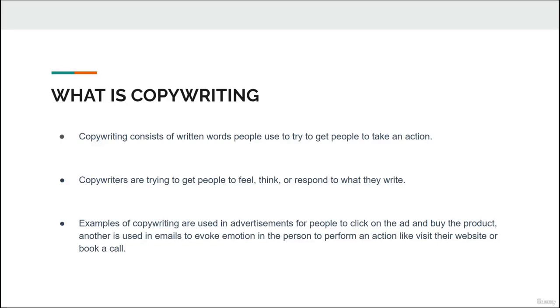Another is used in emails to invoke emotion in the person to perform an action like visit a website or book a call. So different examples of copywriting that you've basically seen are on websites, and in emails that try to sell you something. Basically, a copywriter went in there and wrote some words that are more salesy and that evoke emotion, right? When you read it, it evokes some type of emotion for you to buy the product. That's kind of what copywriting is. It's just a way that you use words and manipulate words to invoke emotion in someone to take an action.